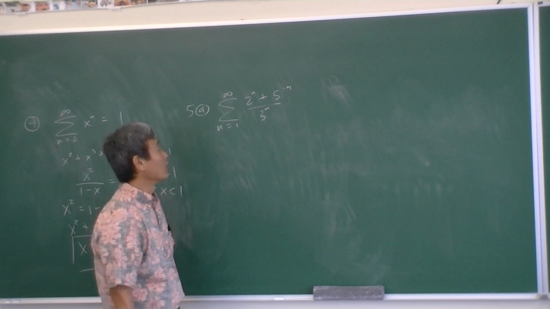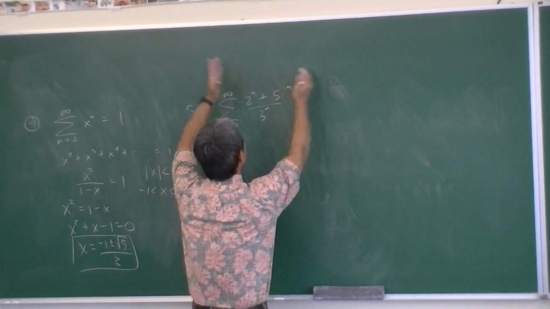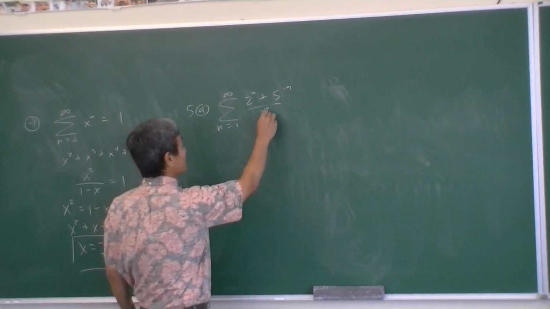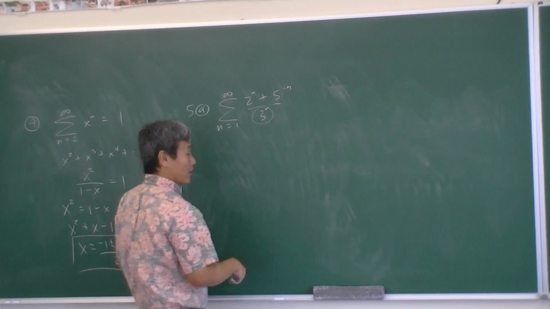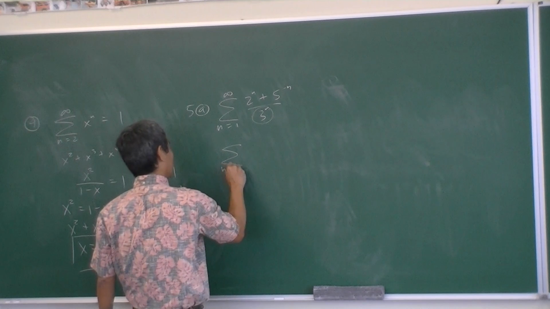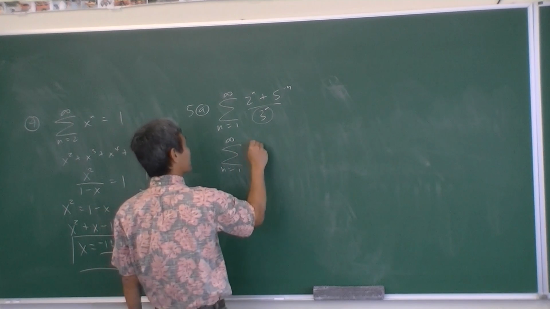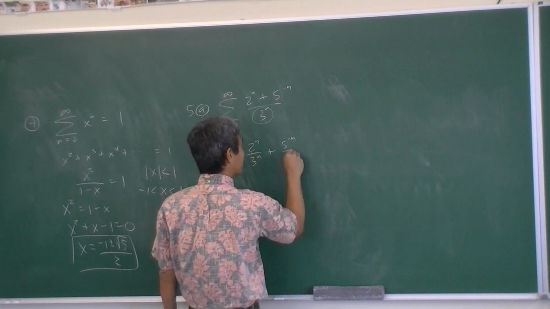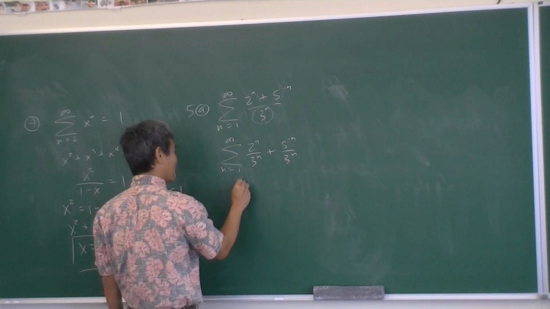So what you do is you massage, you lift and separate. Anyway, this is a very important skill in calculus. Whenever you see a single term in the denominator, you're going to want to lift and separate. So if I lift and separate, what do you get? 2 to the n over 3 to the n plus 5 to the negative n over 3 to the n. Now why would you want to do that?